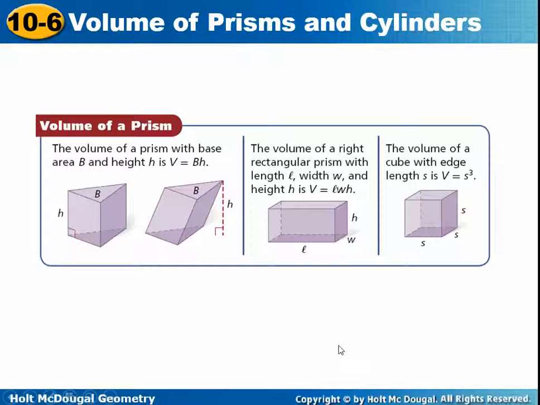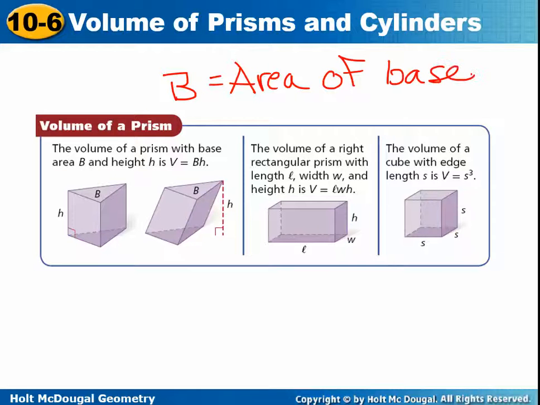Here are the formulas that you're going to need. The volume of a prism with base area, big B, and height, H, is volume equals area of the base times the height. Remember that a capital B is not just one number, it's something that you have to solve for first. You have to find the area of the base by whatever means you've learned in chapter 9 for finding area of a polygon or a circle, and then you multiply it by the height. So this is something that you have to solve for, this big B.